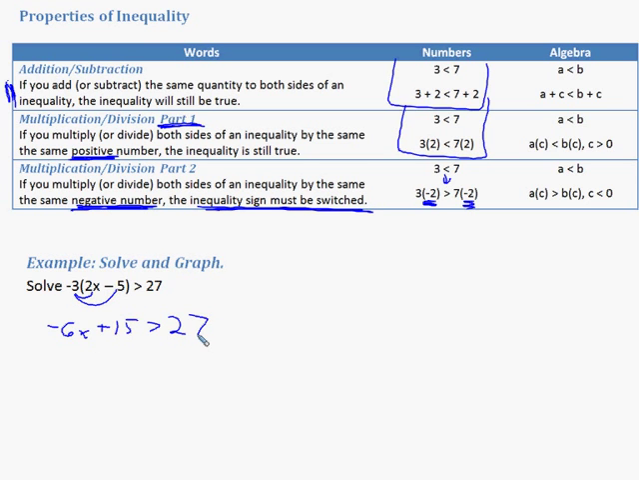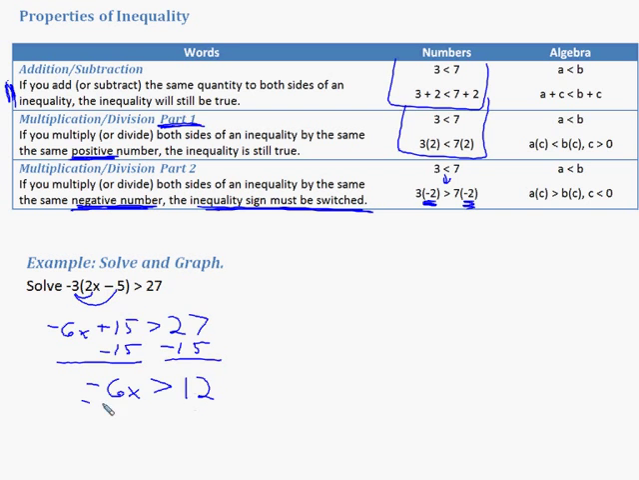So we didn't multiply or divide both sides by a negative, so we don't switch the sign. Now we're going to subtract 15 from both sides. Sign stays the same because we're just subtracting from both sides. So -6x is still, we use the greater than sign, greater than 12.